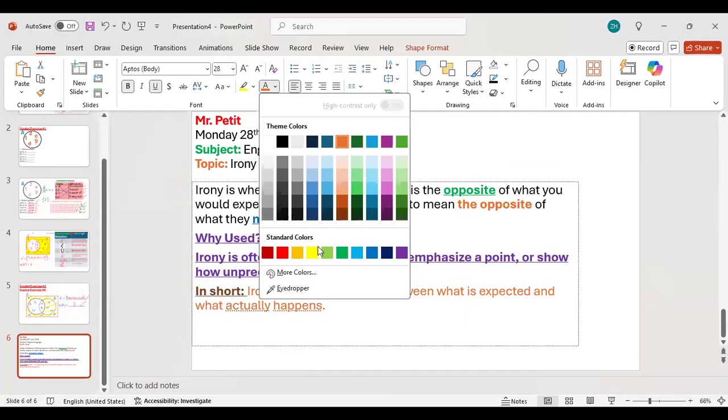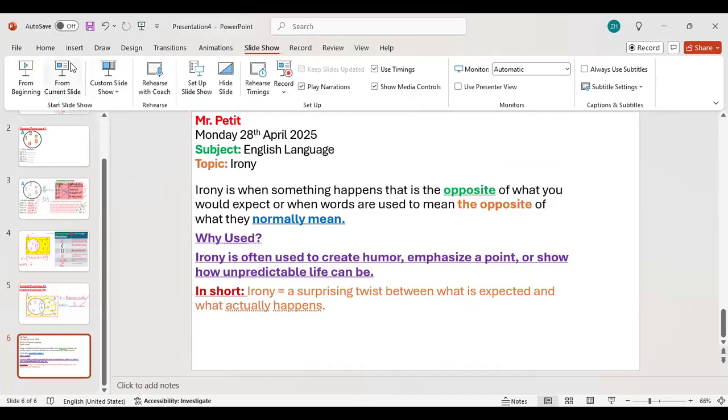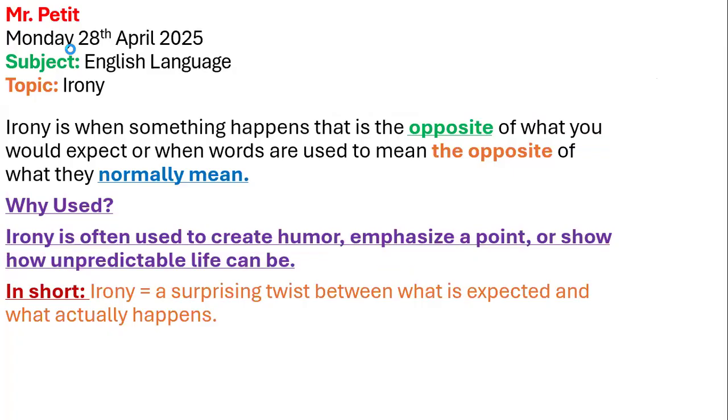Shantasia. Where's Shantasia? Samaya. In short, what is irony? Samaya. Can't really hear from Samaya. Ren. Where's Ren? Ren, can you hear me? In short, what is irony? Irony is when something happens that is the opposite of what you would expect, or when words are used to mean the opposite of what they normally mean.